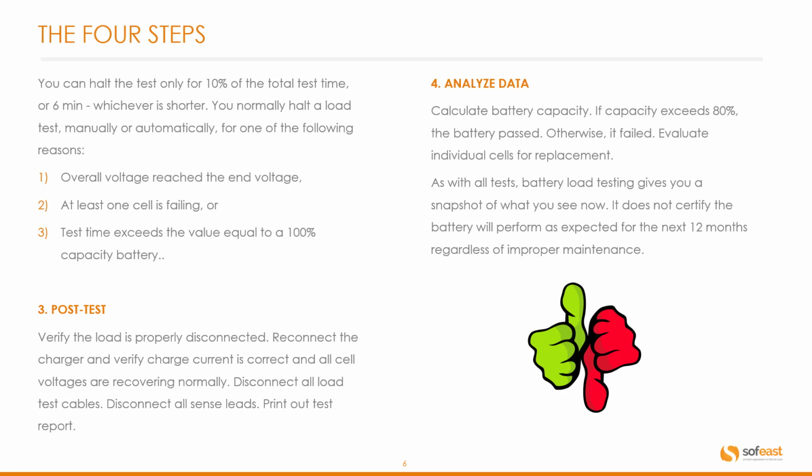You normally halt a load test manually or automatically for one of the following reasons. 1. Overall voltage reached the end voltage. 2. At least one cell is failing. Or 3. Test time exceeds the value equal to 100% capacity battery. Step 3. Post-test. Verify the load is properly disconnected.